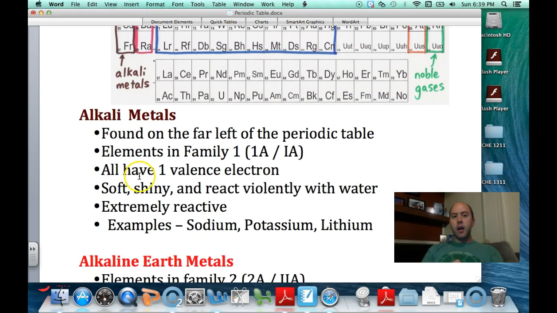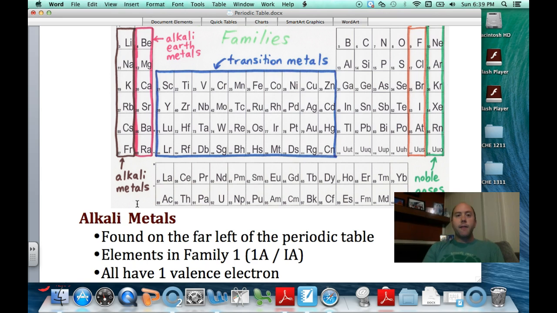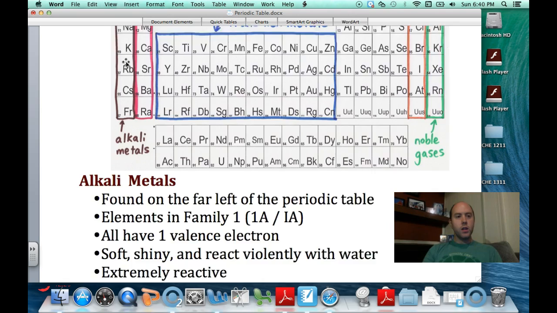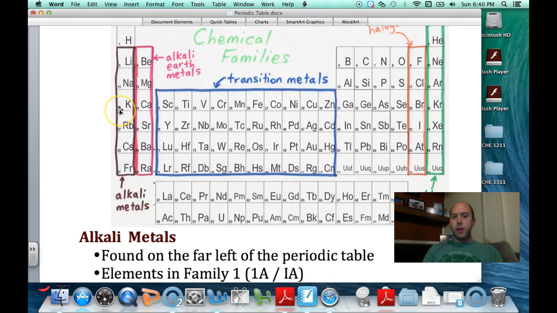And again, they're not just reactive in water, they're also just extremely reactive in general. They're basically never found by themselves in nature. They react with everything. Sodium, which I have some in my chemical closet, they have to store that in oil, because if it's not in the oil, if it's just in air, it will react with the oxygen in the air. So again, alkali metals are family 1.